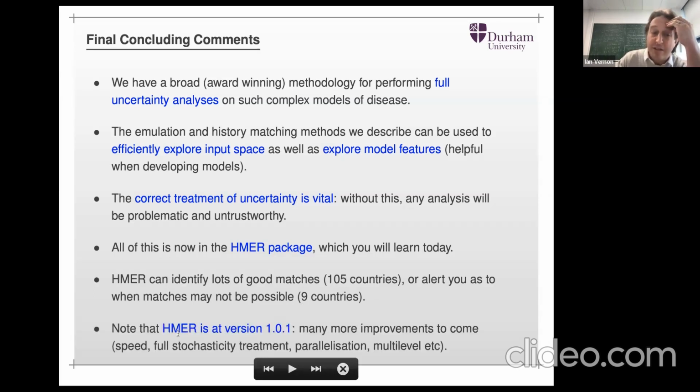A final point I'd say is this is HMER at version 1.0.1. So this is us just bringing it to you. There are many more improvements to come, notably on speed and full stochasticity treatment. It does some stochasticity, but not as much as one could do. And we haven't parallelized it yet, so there are huge advances to be made there. And there are multi-level emulation techniques which will come. So there's lots more fun stuff to come, but we'd really love your input today, just to tell us what's good and what's bad, and to help us make it even better.